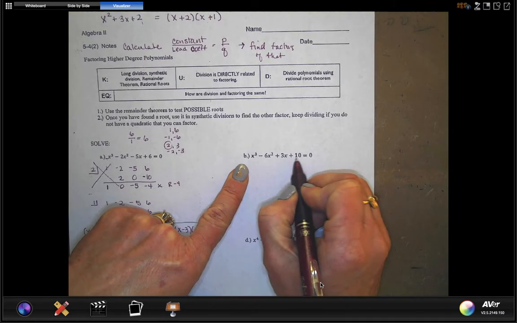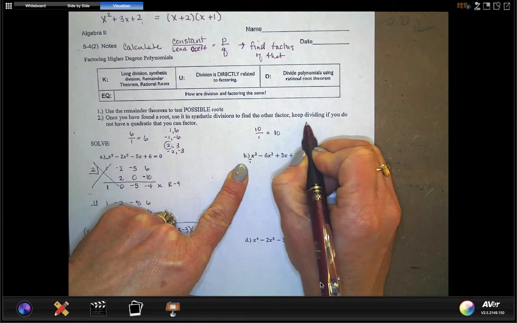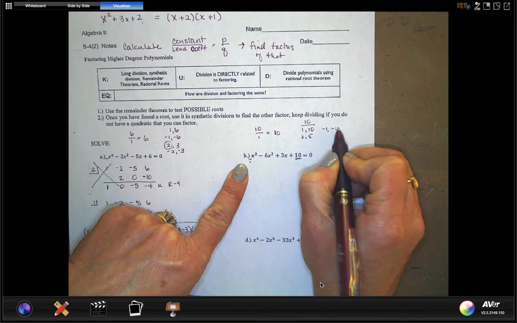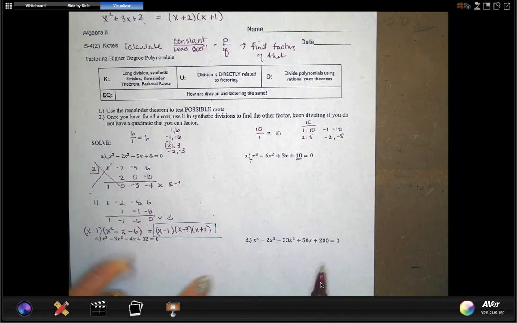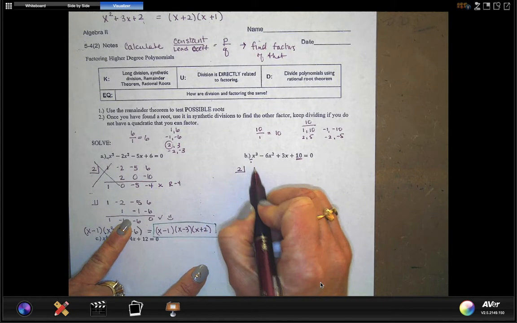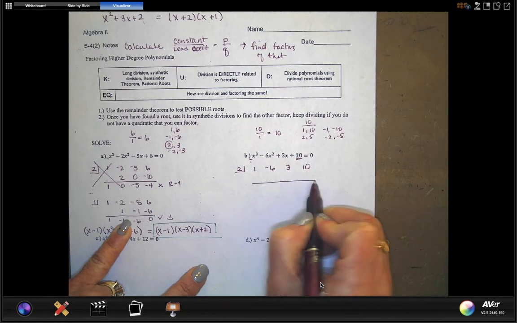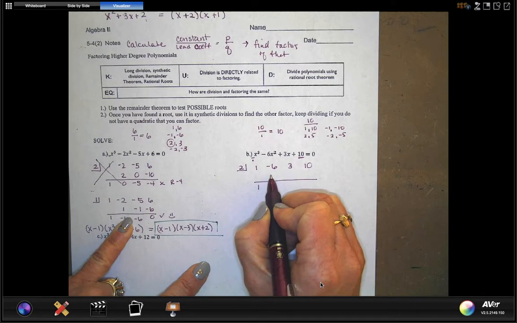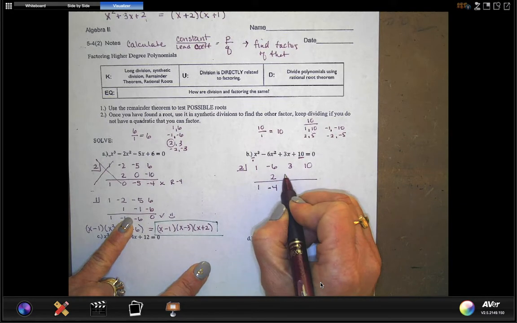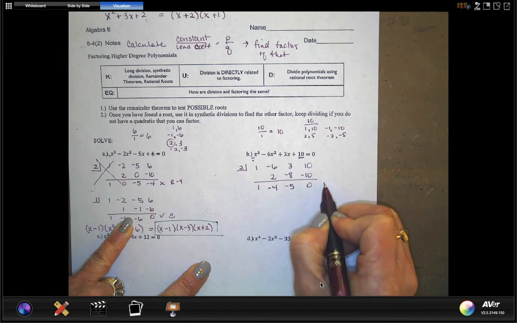Again, over here, I would take that 10 divided by the 1. I get 10. So the factors of 10 are 1 and 10, 2 and 5, and then all the negative ones. So again, let's say I just start with 2. Using synthetic division, I have 1, negative 6, 3, 10. Bring down that 1. 2 times 1 is 2. This is minus 4. 2 times minus 4 is negative 8. Minus 5. 2 times negative 5 is negative 10. So that's 0. So that worked.